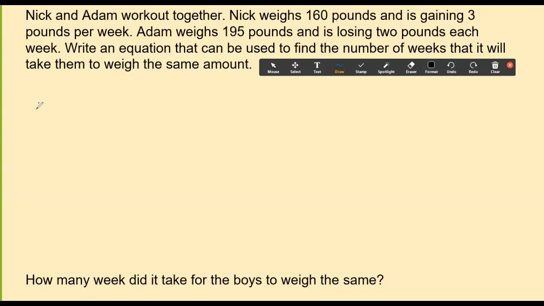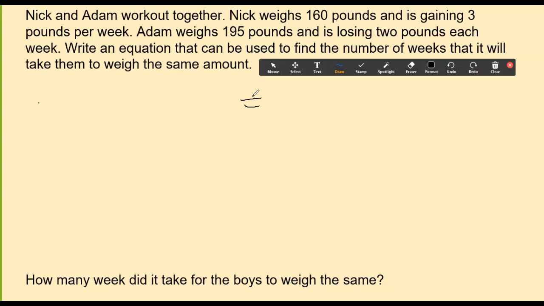We want to know that they're going to be the same weight, right? So that's an equal statement. I need Nick's weight to be the same as Adam's, right? So I know in the middle of my equation, I'm going to have an equal sign. So write that down. We're going to have an equal sign.